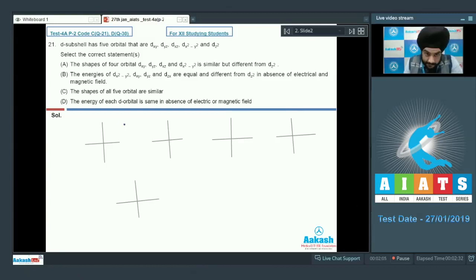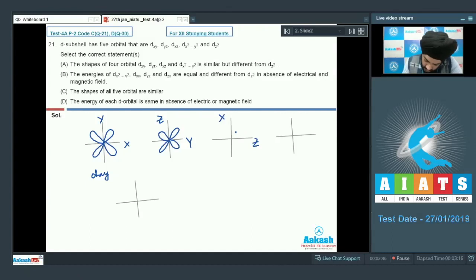And if you try and draw them, we'll first try and draw dxy, dyz and dzx. So if we talk about dxy, the dxy is going to have lobes along the angle bisector of the axis. So this is the dxy orbital. If we talk about dyz, so these three have exactly similar orientations. And dzx. So these are double dumbbell in shape. So this was dyz. This is dzx. We can talk about dx square minus y square.